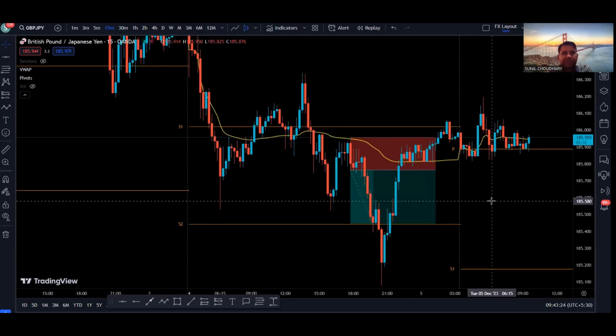So that's it, guys. This was the analysis on the gold and GJ. So basically what I'm anticipating on the gold and GJ for today.